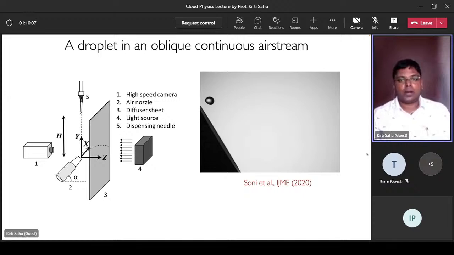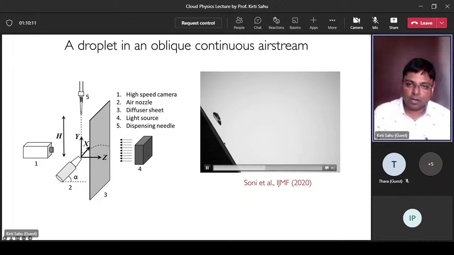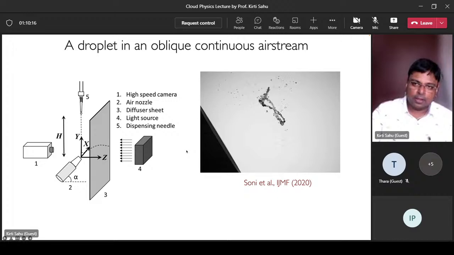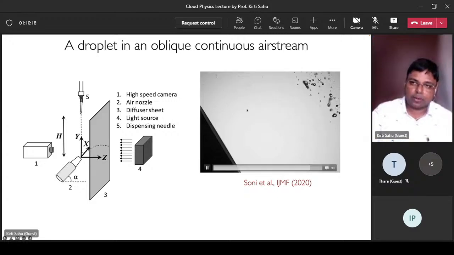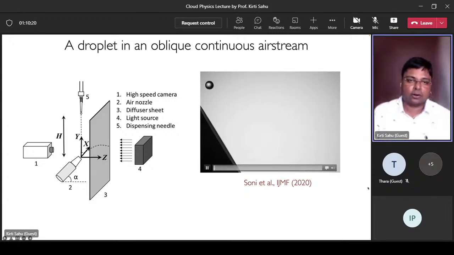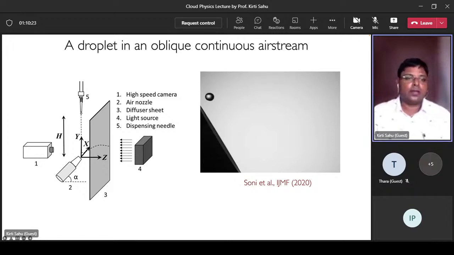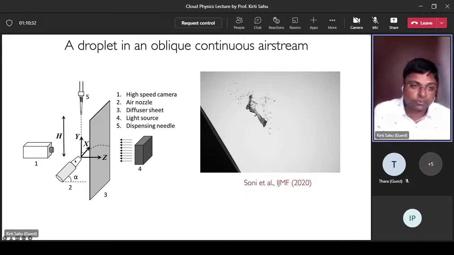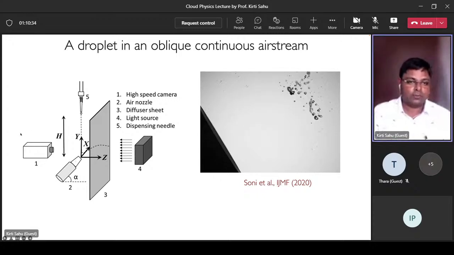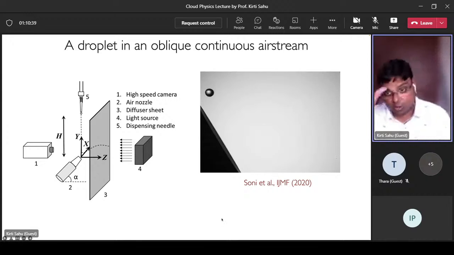This is from our experiments. Here we have a droplet falling, and this is a nozzle wherein we create the airstream, and that breaks the droplets into satellite drops. For this, we have a dispensing needle to create the droplet, and then we have this nozzle which will create a uniform airstream, and then we have high-speed imaging systems with backlights and so on to record the video.